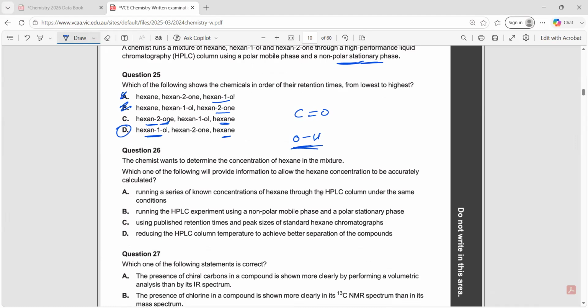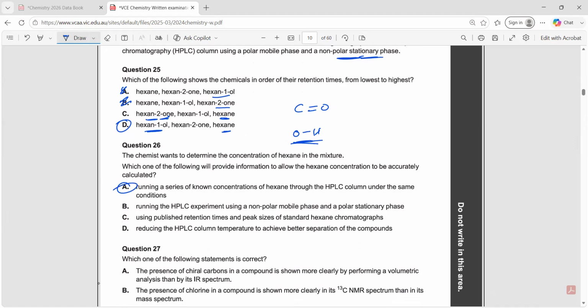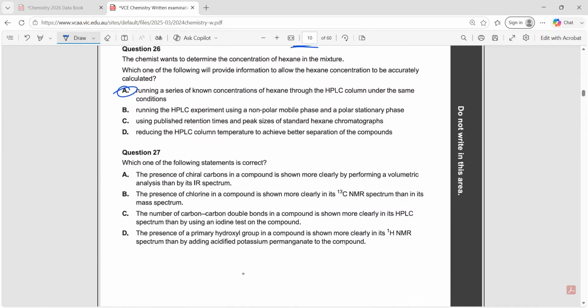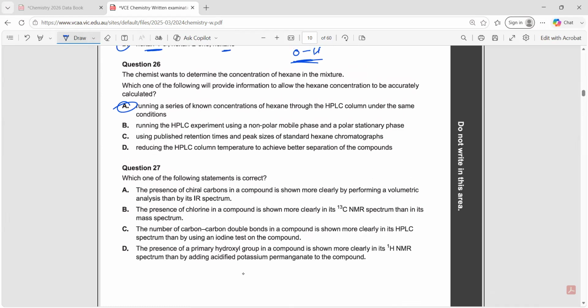Running a series of knowns under the same conditions is pretty stock standard. Whenever we're trying to calibrate and things like that, it's pretty stock standard.